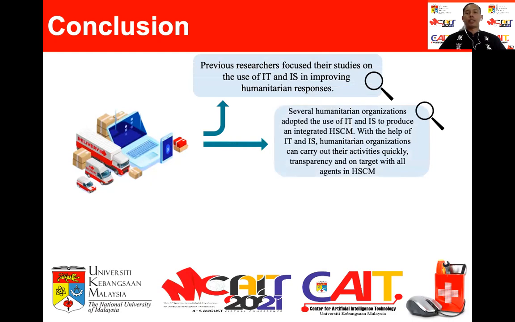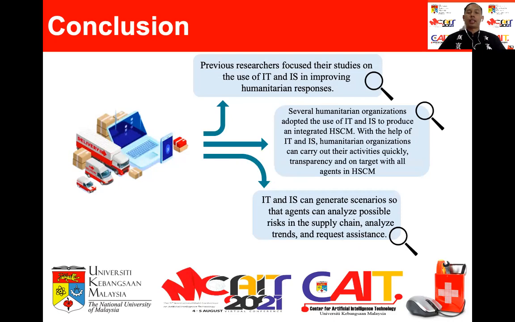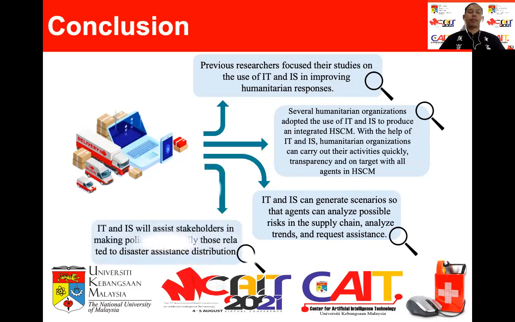And the next one is several humanitarian organizations adopted the use of IT and IS to produce an integrated ASGM. With the help of IT and IS, humanitarian organizations can carry out their activity quickly, transparently, and on target with all agents in ASGM. IT and IS can generate scenarios so that agents can analyze possible risks in the supply chain, analyze trends, and request the assistance. And the last one is IT and IS will assist stakeholders in making policies, especially those related to disaster assistance distribution.